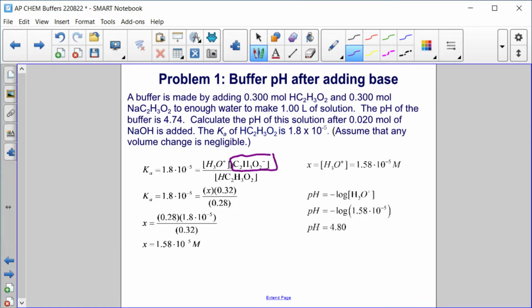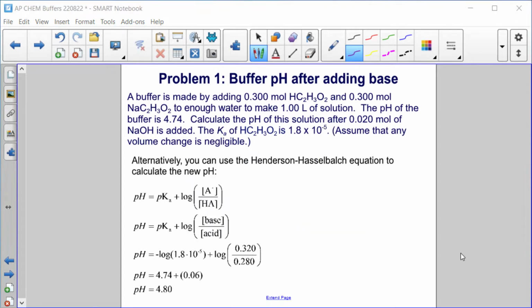This is the acetate ion, which increased, and the acetic acid, which decreased, and then the hydronium ion concentration, which is unknown. Solve for that unknown and get 1.58 times 10 to the minus 5, and use that to find the pH and get 4.80.